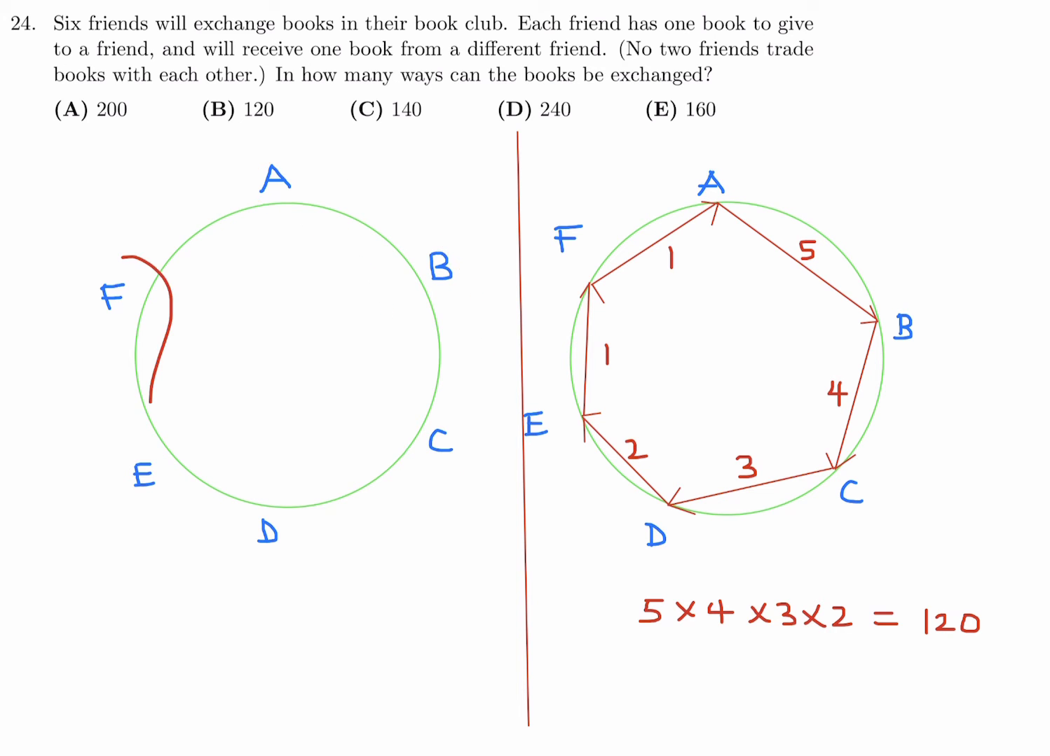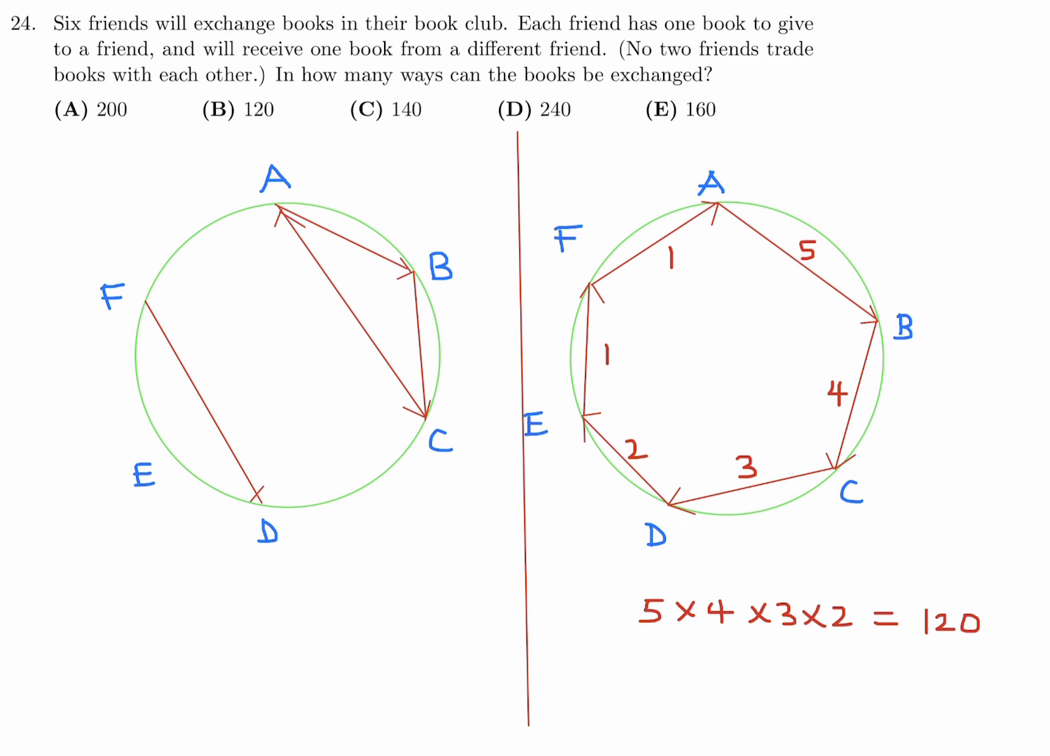These three and these three. They only exchange books within each other, and I'll show you how. A gives a book to B, right? Then B gives a book to C. And then C gives a book to A. And that is their scenario.